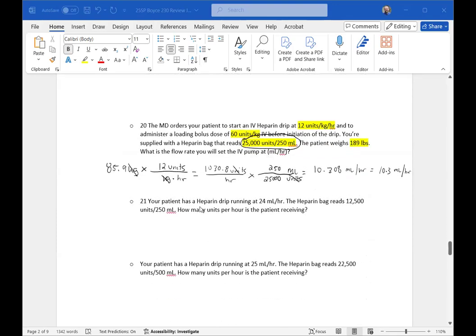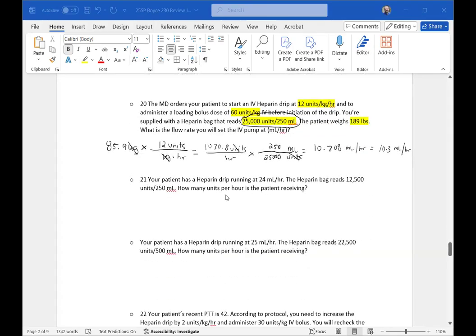I just wanted to see what else I did here. So I'm going to work through some of these, like I call them prep questions, because these questions are examples of going from milliliters per hour to units per hour, and then units per hour to milliliters per hour, because you need to know how to do that conversion prior to doing the heparin protocol. I'm just going to show you the way that I've done it.